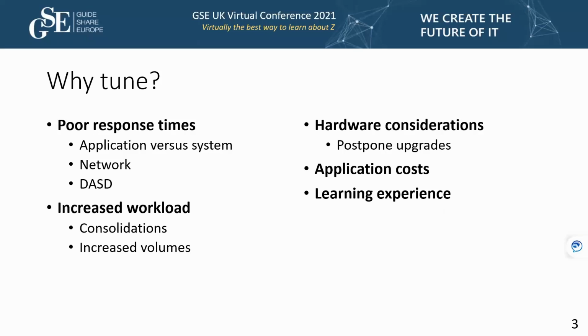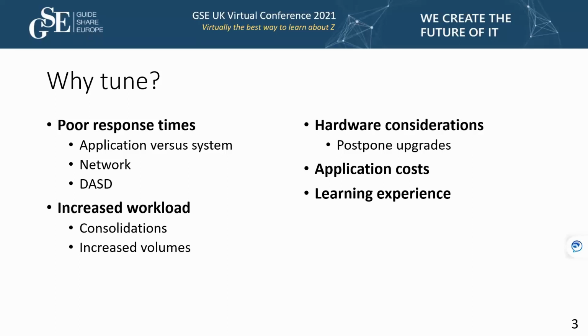So the first question is why would you tune, right? So maybe you're getting poor response times. You want to take a look at applications versus the overall system. If the system is bad, then most of the applications will be running badly. Sometimes the system is fine and it's individual applications that are bad. And then you could have other problems like poor response times with network and DASD. And although you can't really tune them from the CICS perspective, you have to sometimes tune other things to make up for problems with other areas, right?